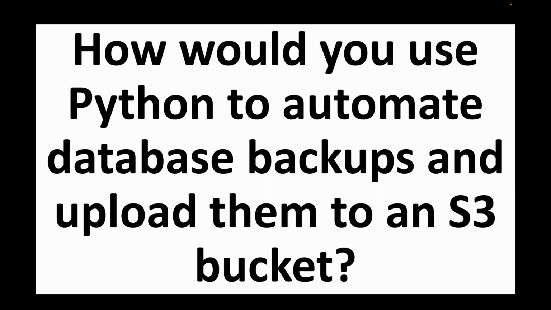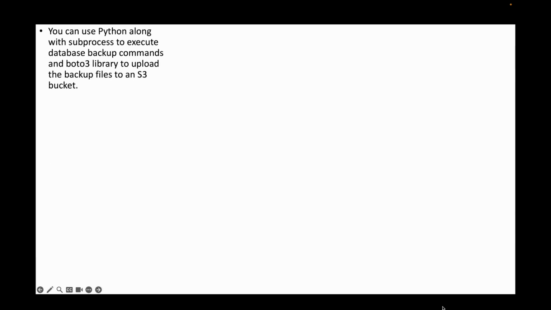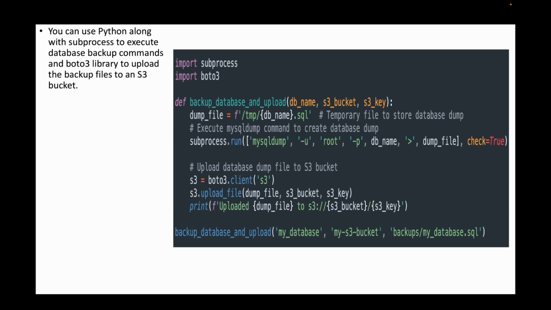The next question we have is, how would you use Python to automate database backups and upload them to an S3 bucket? So for this, we will be making use of the subprocess to basically execute our database backup commands. And then we'll make use of the Boto3 library to upload the backup files to the S3 bucket. So we are making use of those two libraries. One is the subprocess and the other is our Boto3. So here's the example script that we have.